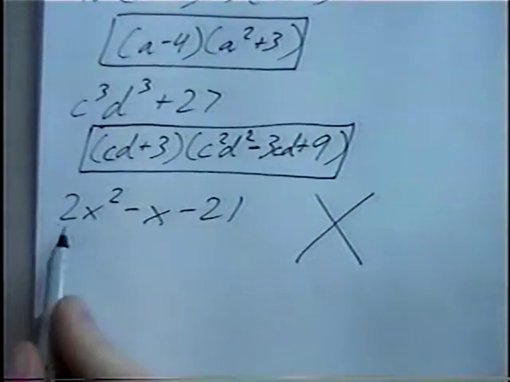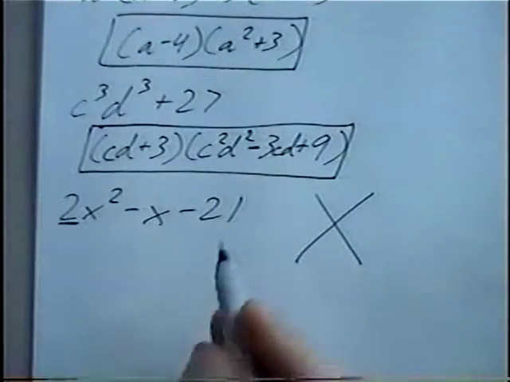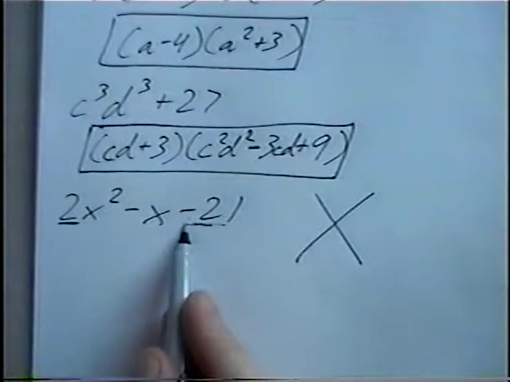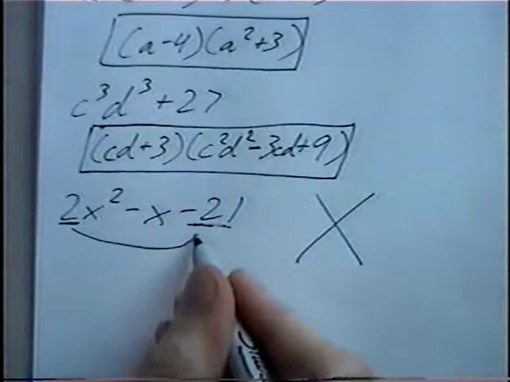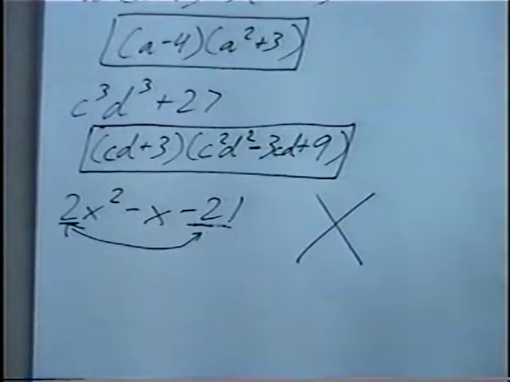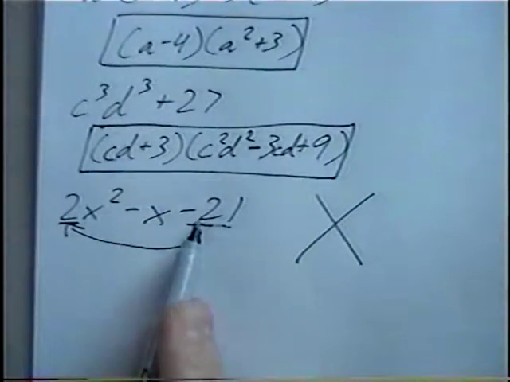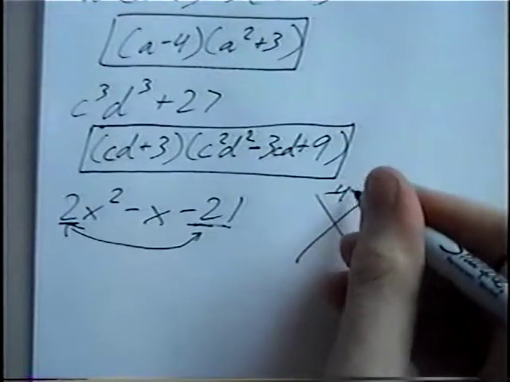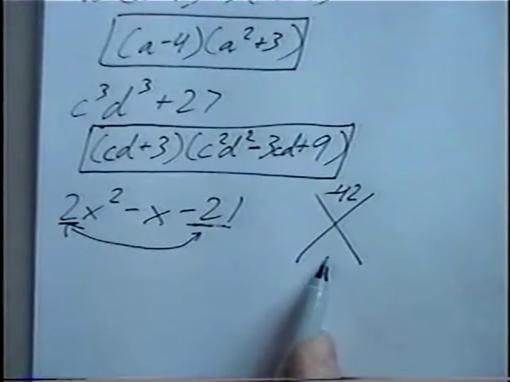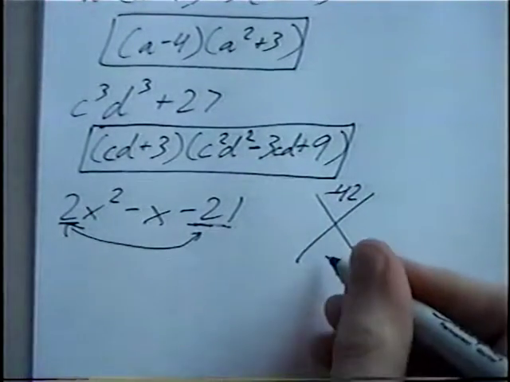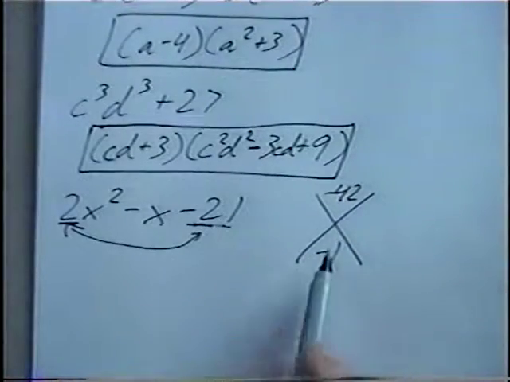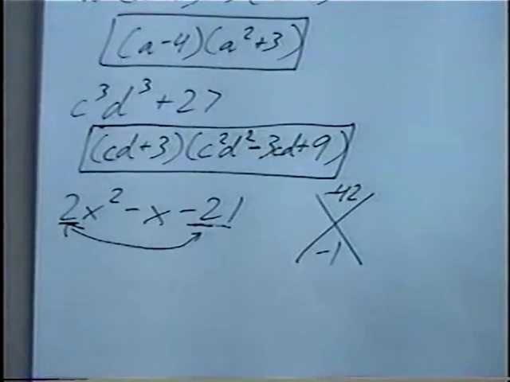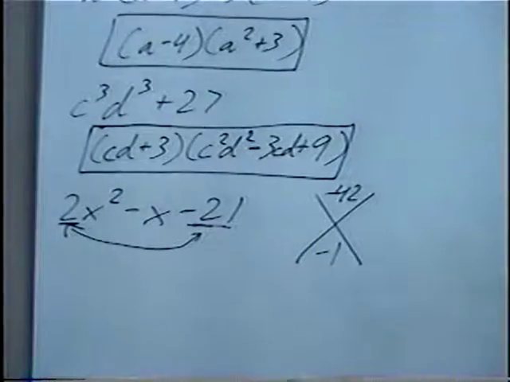The difference on the diamond method, when you have a coefficient out front, instead of just using negative 21, you have to multiply the first term by the last term. 2 times negative 21 would be negative 42. The bottom number on the diamond would be negative 1. And you need 2 numbers to multiply to get negative 42 and add to get negative 1.